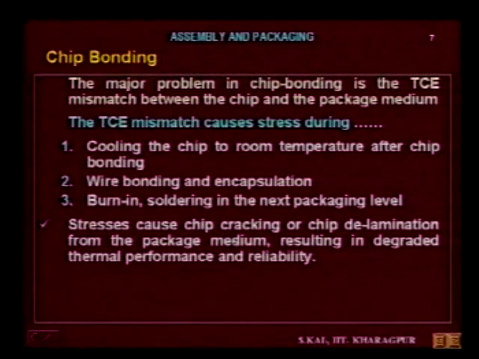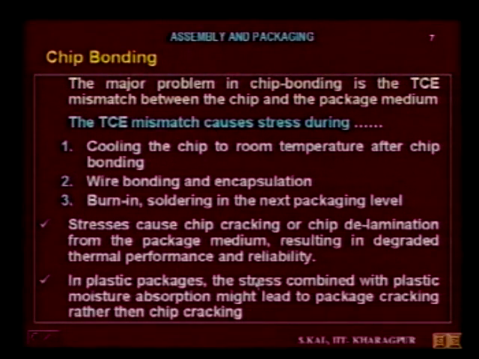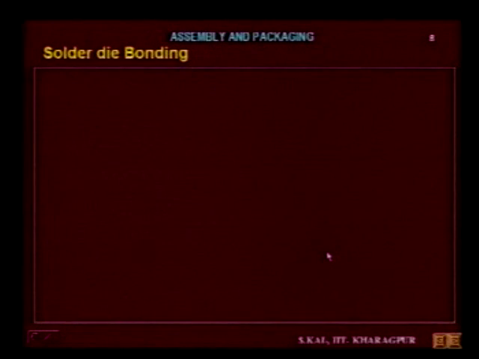If proper matching of TC is not there, there is a chance of formation of micro cracks. At the same time, there is a chance of formation of delamination. They will deteriorate the chip performance as well as the reliability of the chip. In plastic packages, the stress combined with plastic moisture absorption might lead to package cracking rather than chip cracking. These are the various considerations we have to look into before fixing a certain chip bonding process.